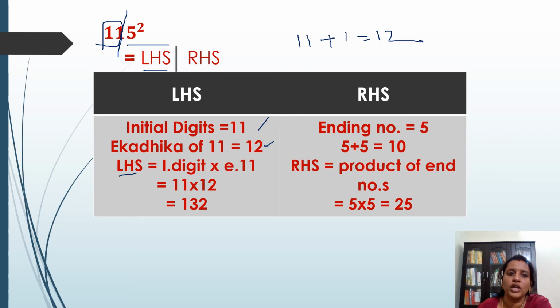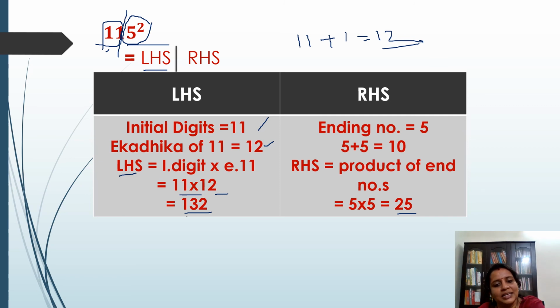To get the LHS, I have to multiply this initial digit with the ekadika of the initial digit, which is 11 into 12, equal to 132. For RHS, you can directly go for 25, as for any number squared ending with 5, the RHS is 25. But again, if you want to solve it the same way, the ending number is 5, so 5 plus 5 is 10. RHS is the product of the numbers, 5 into 5, equal to 25. Then my answer is 132 25.